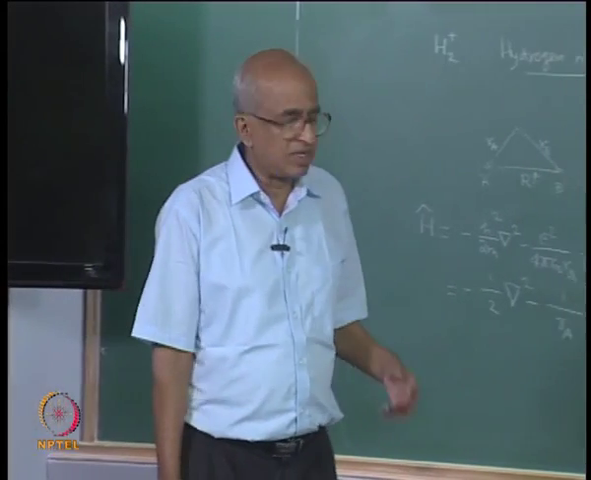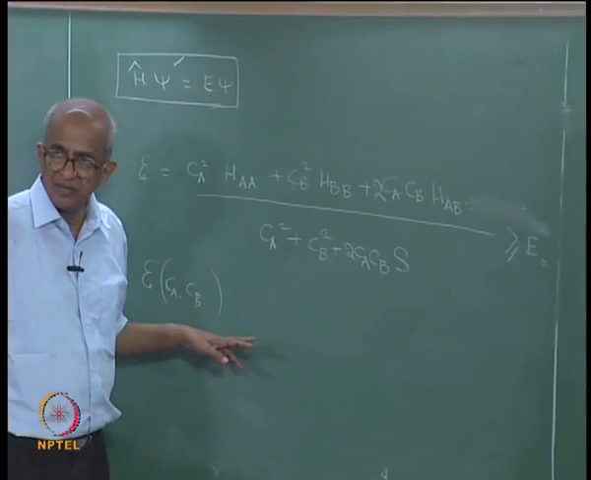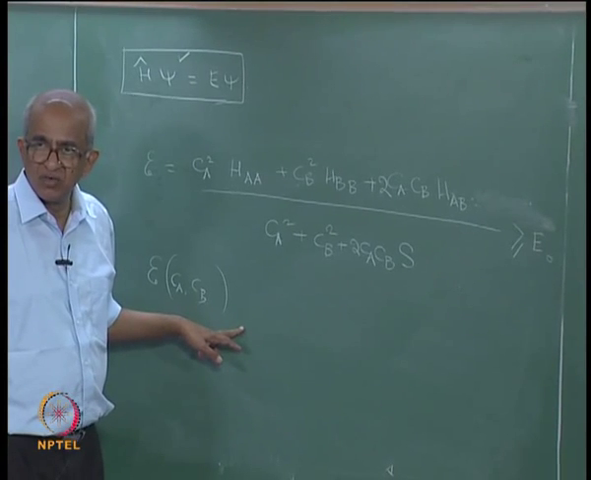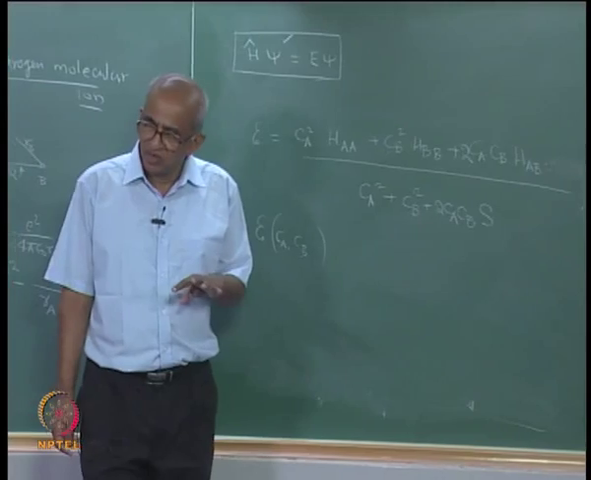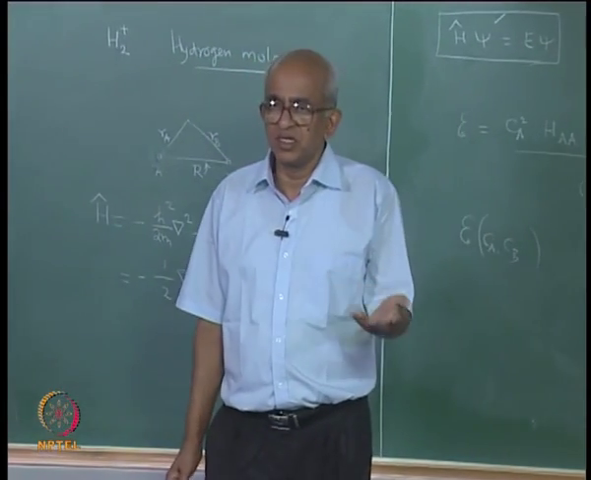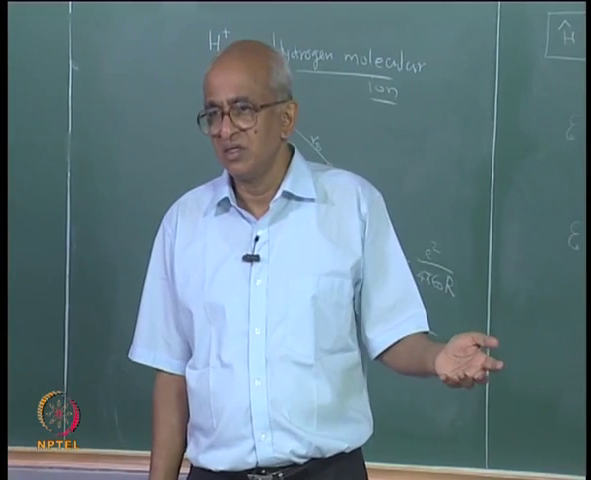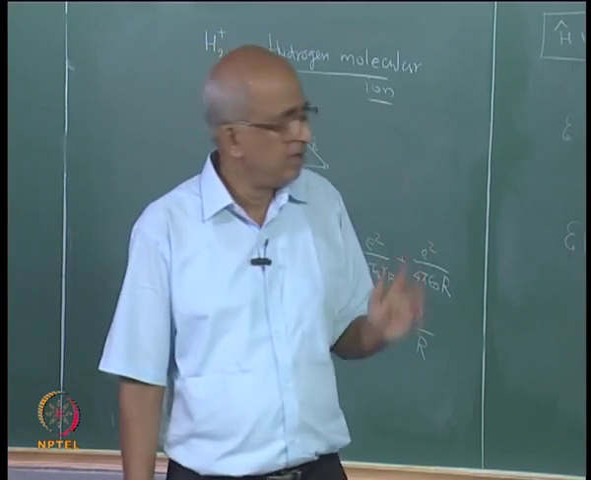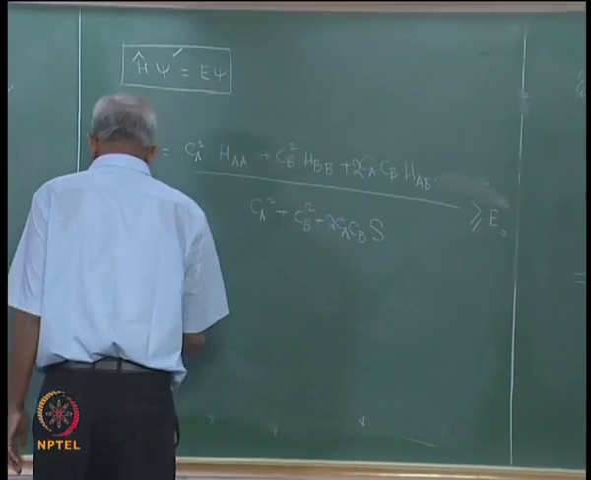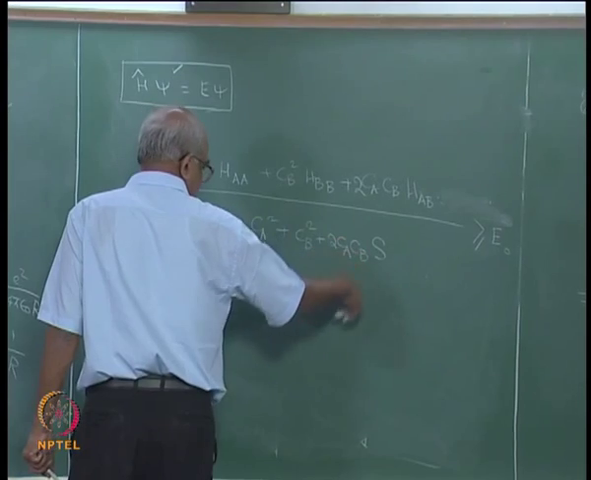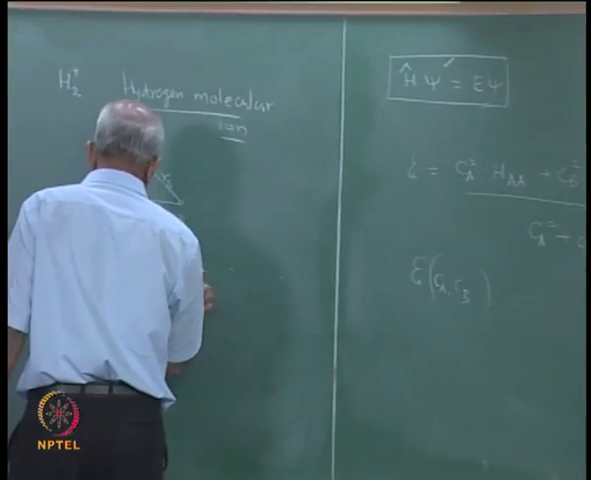The procedure is to find those values of C_A and C_B such that script T has the least value. And how will you do that? You will differentiate script T with respect to C_A, you will also differentiate it with respect to C_B, put the derivatives equal to 0 and solve for C_A and C_B. This will be the procedure. So I have to evaluate the derivative of script T with respect to C_A and C_B. Now, the way it is written, it is tedious, and therefore what I am going to do is this.